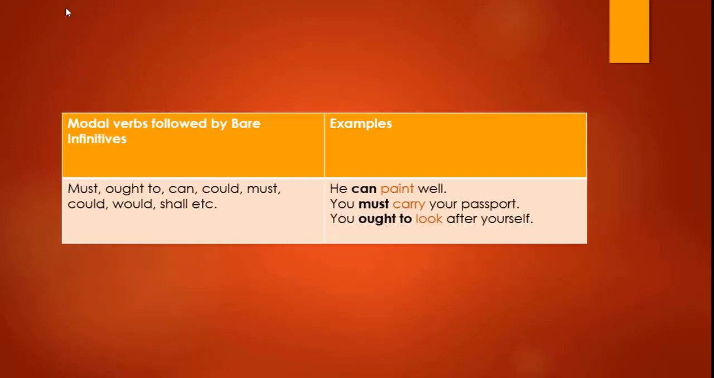Another point is that modal verbs are followed by bare infinitives. Must, ought to, can, could, would, shall are the modal verbs which are followed by bare infinitives. Its examples are: he can paint well, you must carry your passport, you ought to look after yourself. In these three examples, paint, carry and look are bare infinitives, because can, must and ought to are the modal verbs which are followed by bare infinitives.